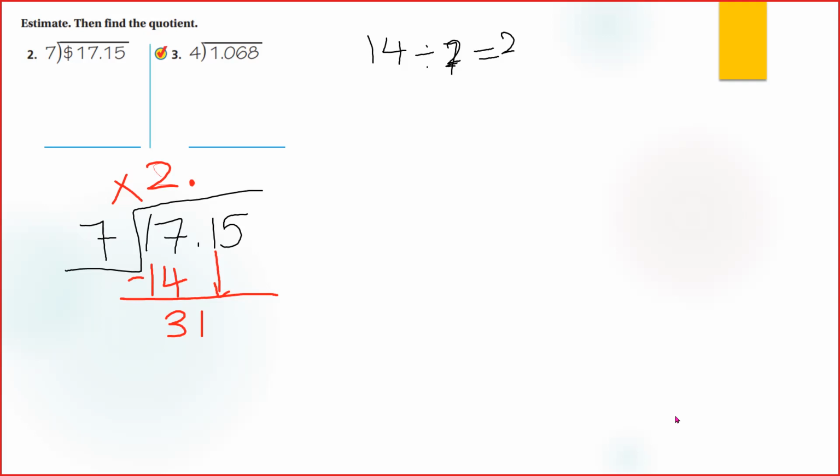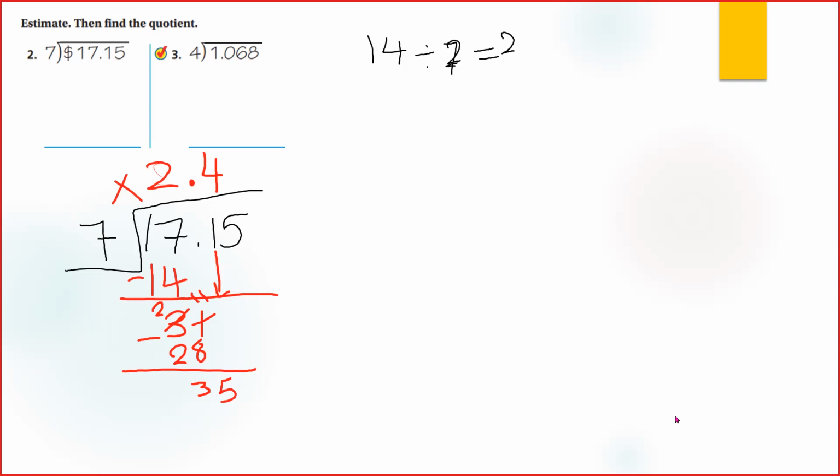So 28 is closer. So that means you have to put 4. Yalla, 4 times 7, 28. What's the remainder? It will be 2, you mean. Yalla, then 11 minus 8. 3. Thank you. Then what do you have to do next?